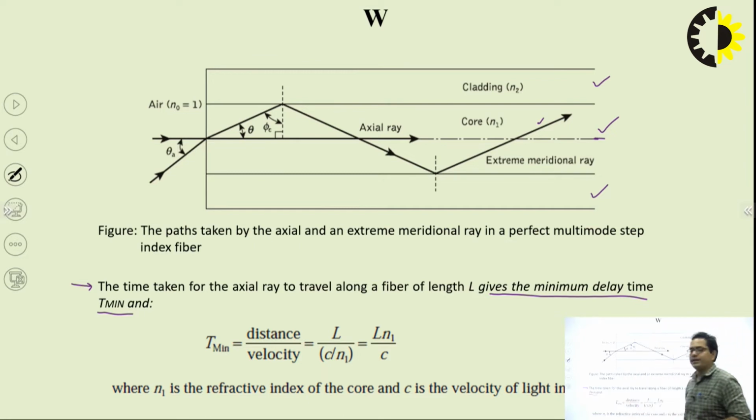Now what is the time taken by the axial ray? It will be the distance covered divided by the velocity. The distance covered that we have taken is L, that means the length of the fiber. And what is the velocity? We know that the velocity with which a wave travels inside a medium is given by c by n1. So the expression that we get is T min equals L n1 upon c. We are considering this as the first equation, where n1 is the refractive index of the core and c is the velocity of light in vacuum.